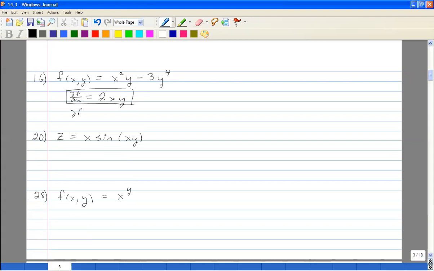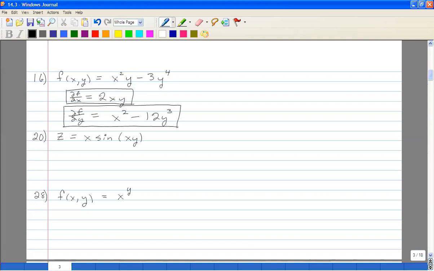Let's take the partial of f with respect to y. The derivative of the constant x squared times y is just the constant x squared. The derivative of 3y to the fourth is 12y cubed. And that is the partial of f with respect to y.